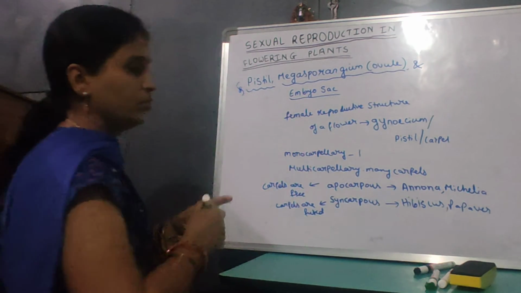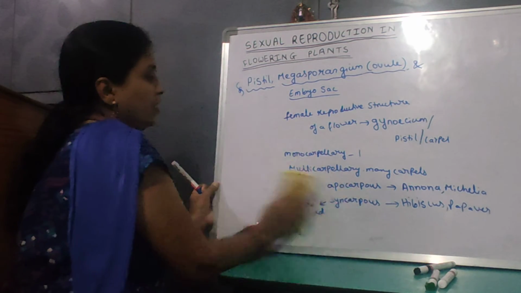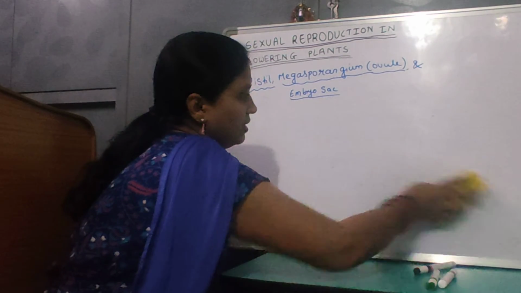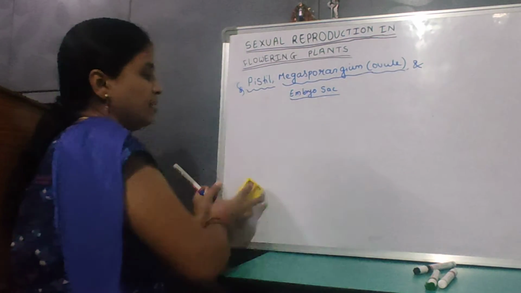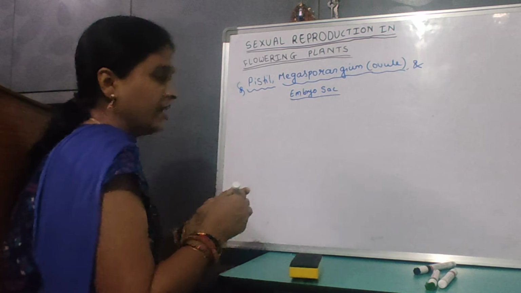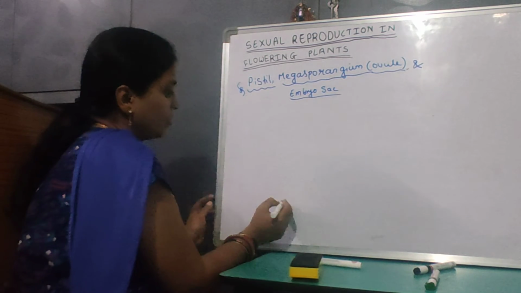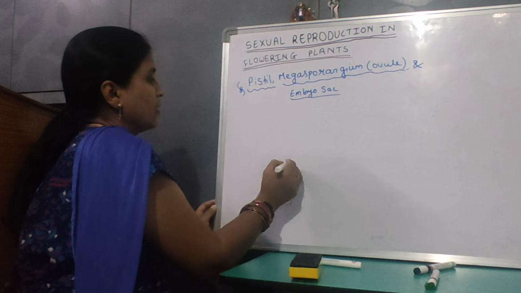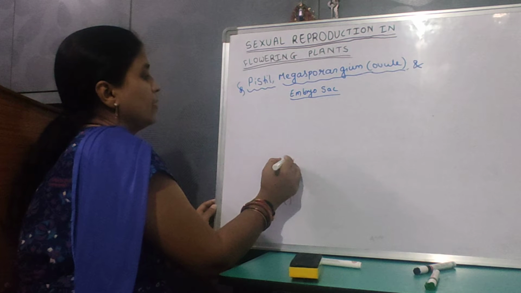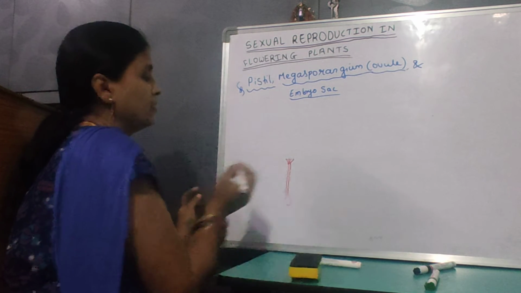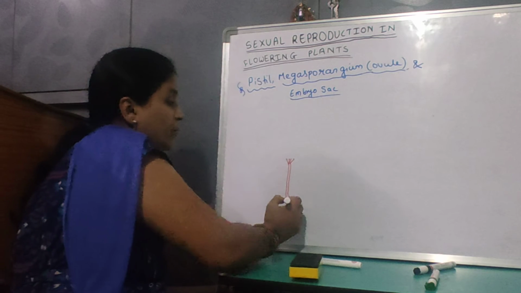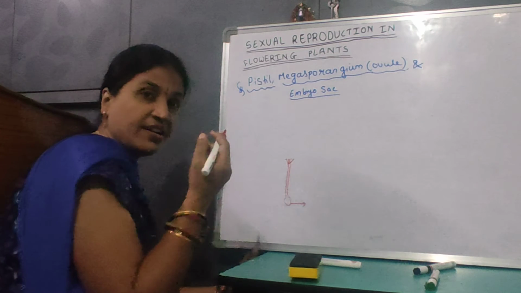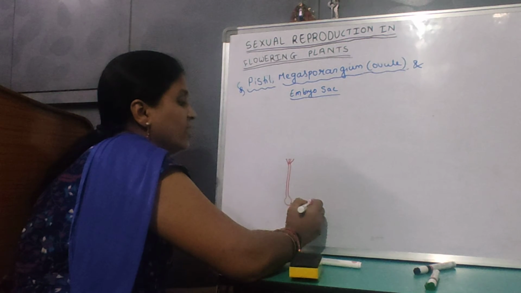So if we study the parts of the gynoecium, pistil or carpel, it has three parts. The basal bulged lower portion which is attached to the thalamus is called the ovary.